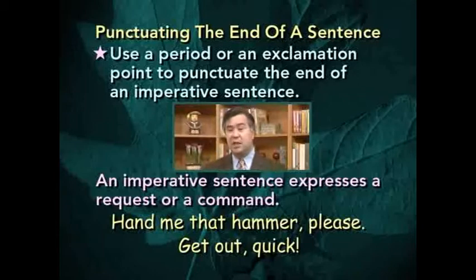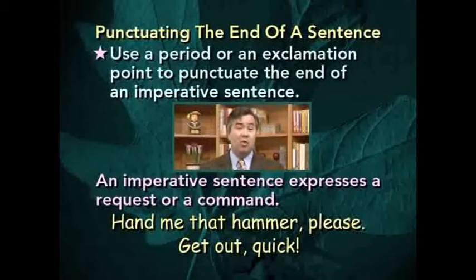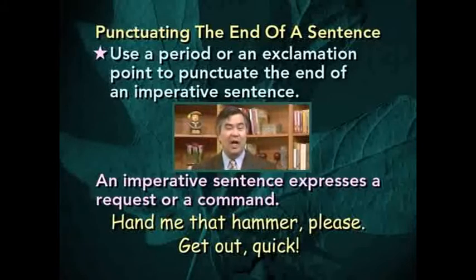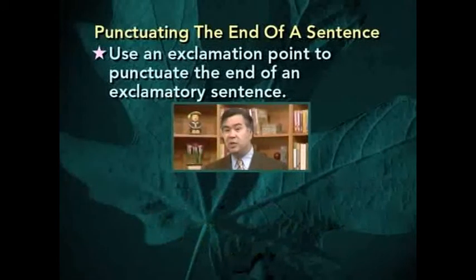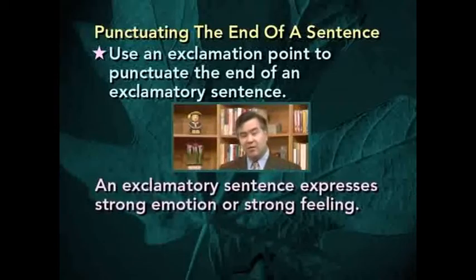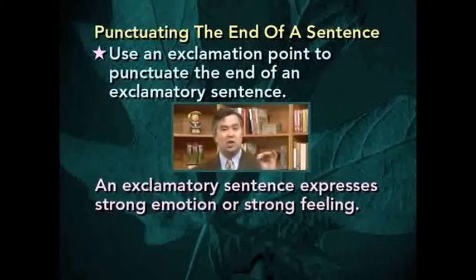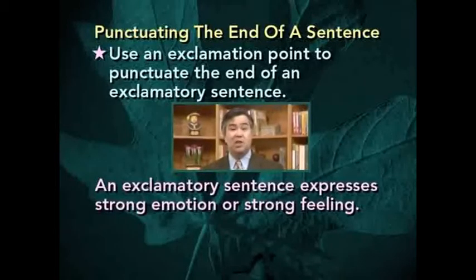So an imperative sentence may end either with a period or an exclamation point, depending on the degree of urgency and emotion that's built into the sentence. You'll have to be the judge. Finally, use an exclamation point to punctuate the end of an exclamatory sentence. An exclamatory sentence is defined as one that expresses strong emotion or strong feeling. Therefore, by definition, it's appropriate to end an exclamatory sentence with an exclamation point.